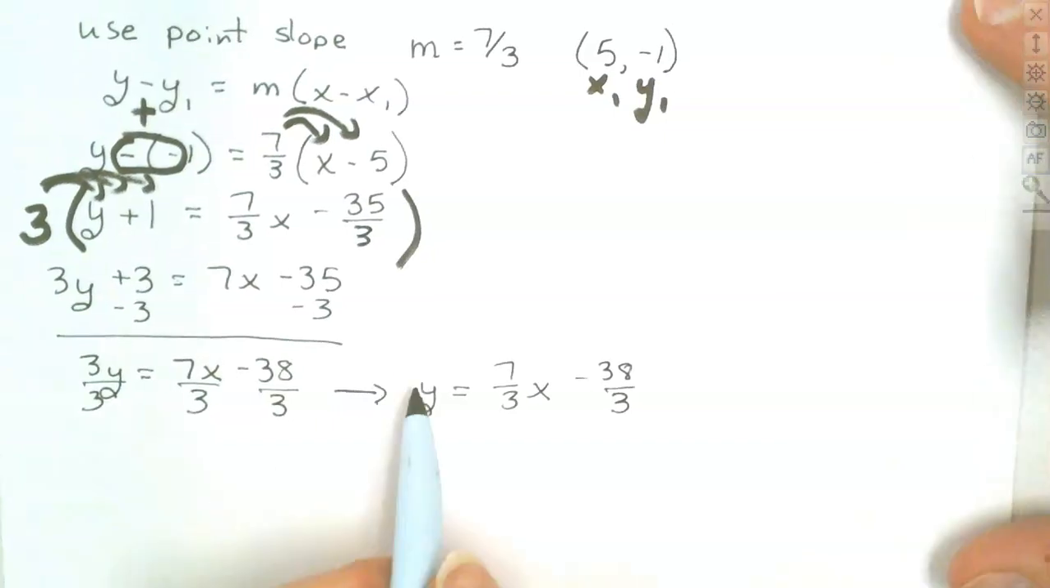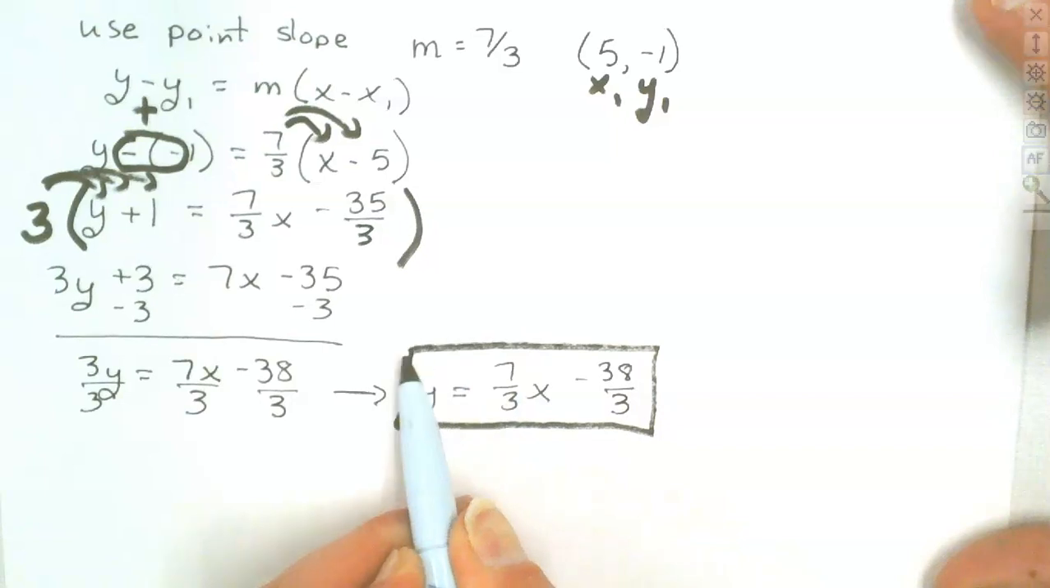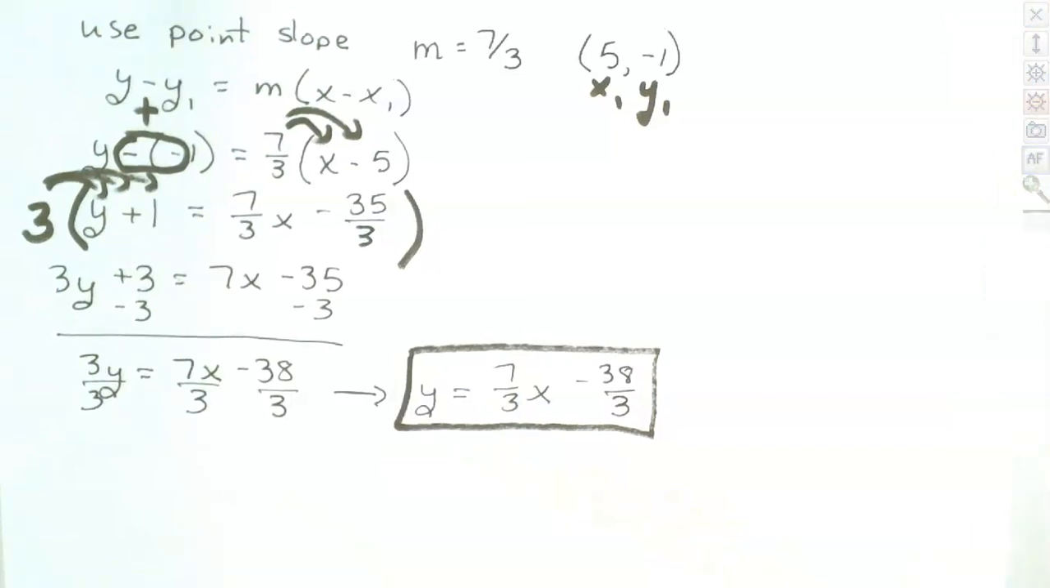And that is in slope-intercept form. Let's now look at a couple of applications. And all we have to do on these is find the ordered pairs, and usually they'll want the answer in slope-intercept form. So let's look at a couple of applications of these.